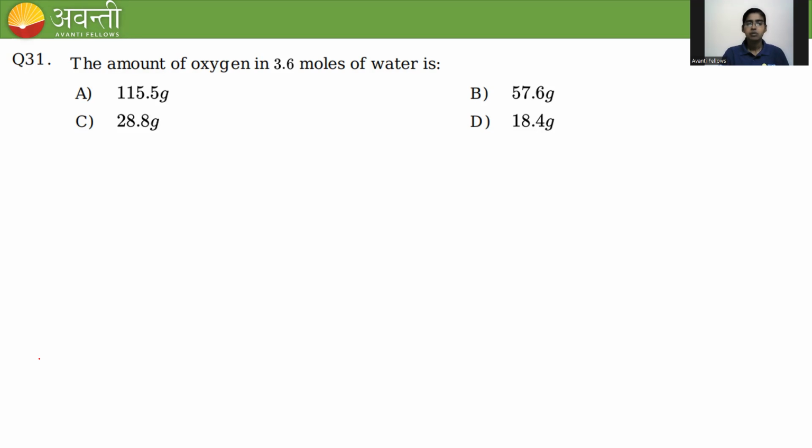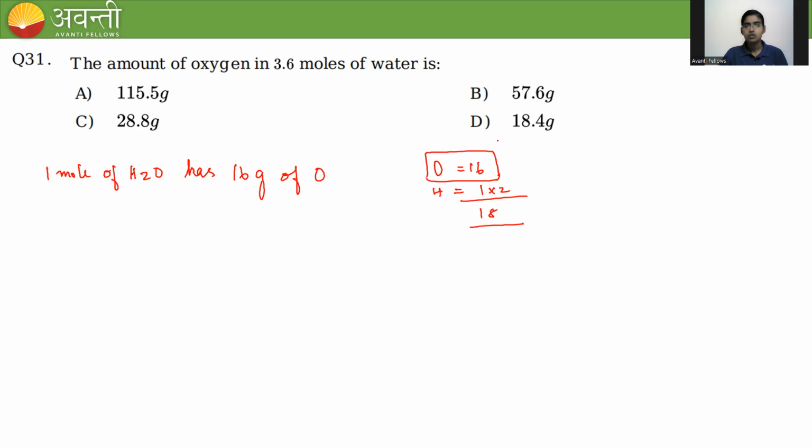It states that the amount of oxygen in 3.6 moles of water is. So we have to find out the amount of oxygen in 3.6 moles of water. Let me go with this. We all know that 1 mole of water has 16 gram of oxygen, right? Because the atomic mass of oxygen is 16 and for hydrogen it is 1. And since we have 2 hydrogen, it will be 1 into 2. So we will have 18 in total. So here the atomic mass of oxygen is 16. So 1 mole of H2O has 16 gram of oxygen.